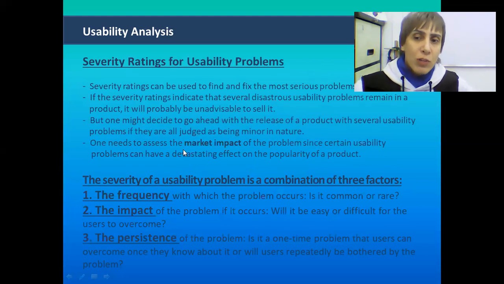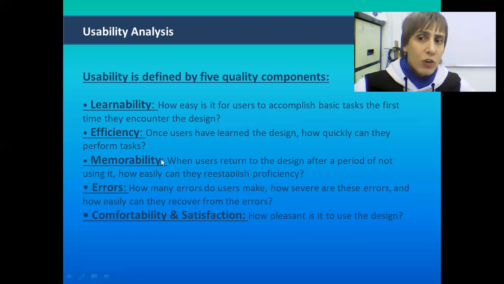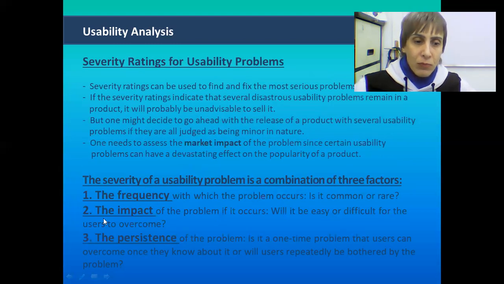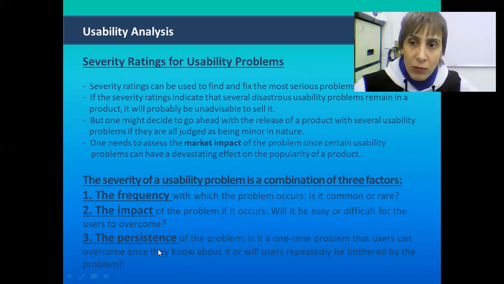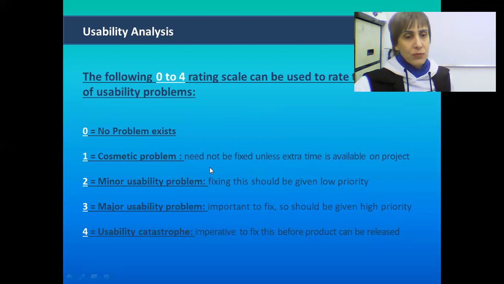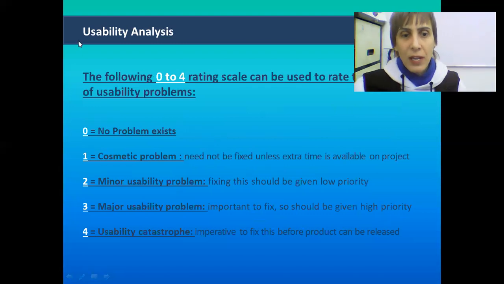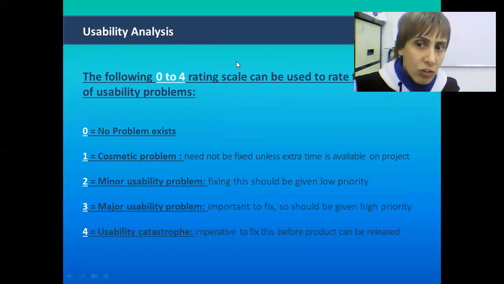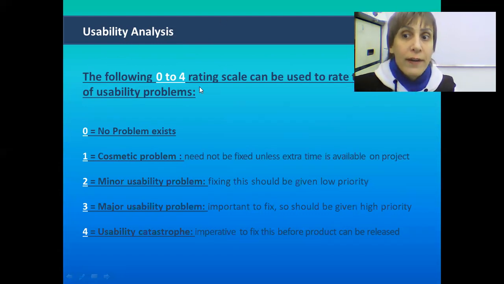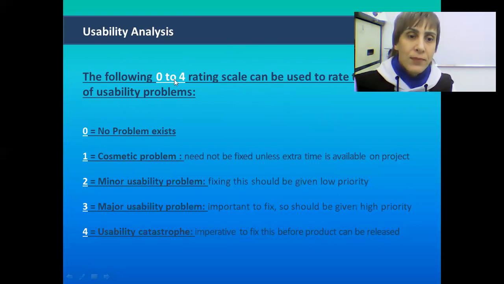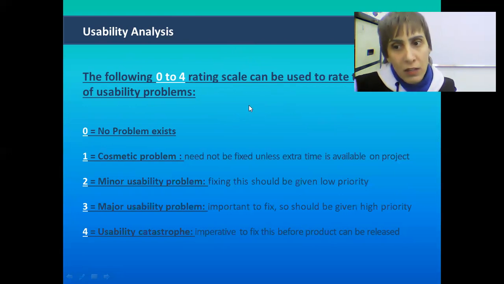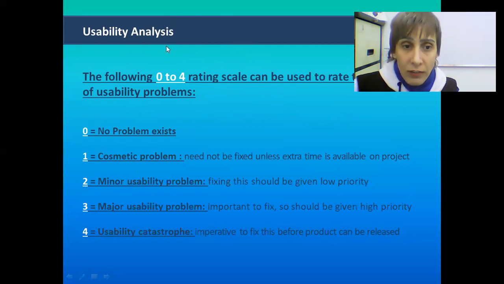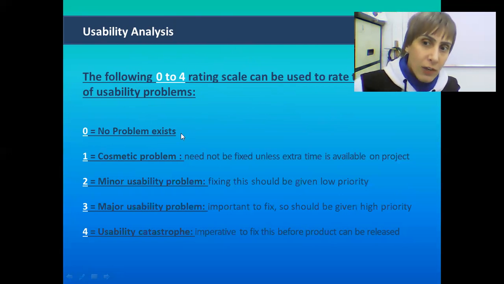Because you need to decide to put a mark for each one of these 5 quality components. So the problem can be judged for additional accuracy by considering the frequency, the impact, and the persistence of these problems. Now, the rating, the mark, okay? The usability analysis internationally uses a 0 to 4 rating scale. 0 to 4. Please don't use another rating scale. Don't use 0 to 10. No, usability analysis has 0 to 4. This is internationally acceptable and we will use that.